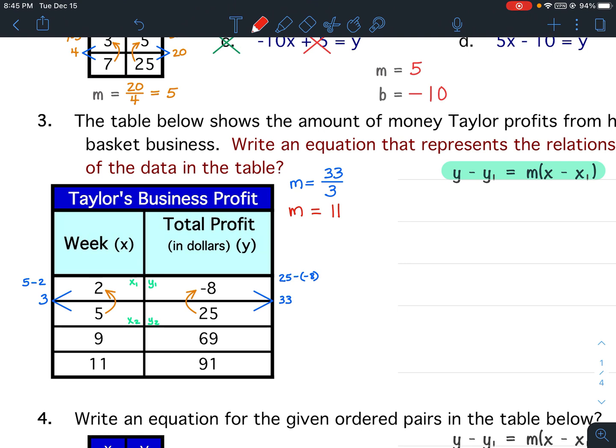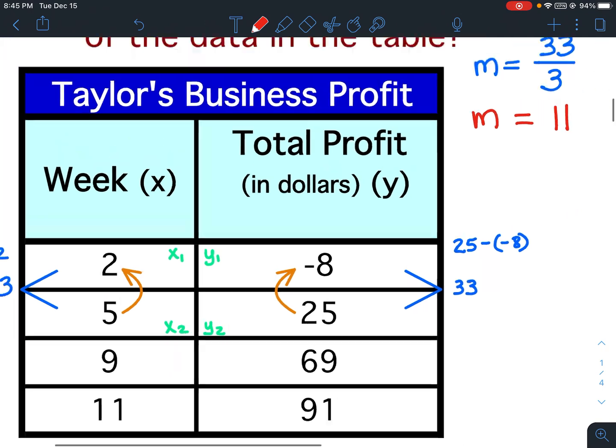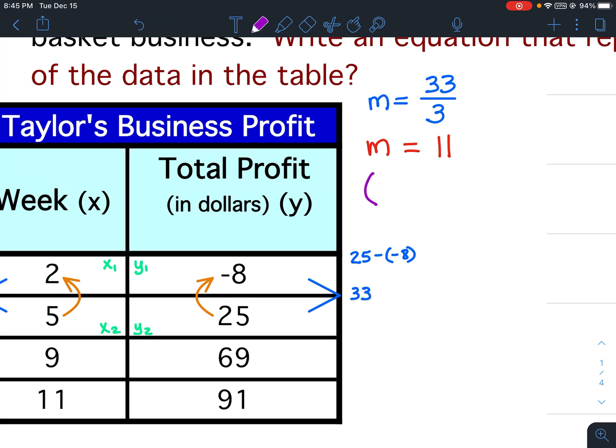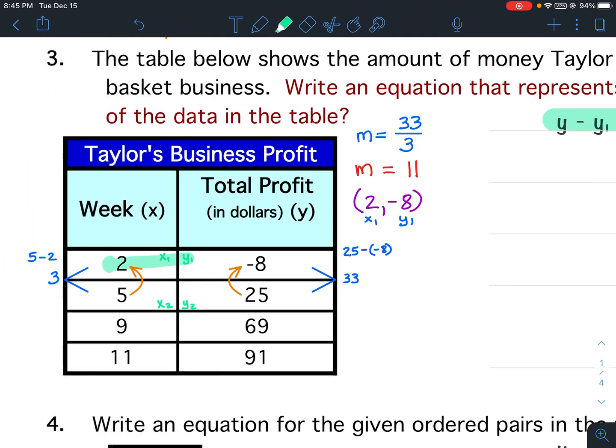Now we need a point from the graph. It really could be any point. Like you could use the 2 and the negative 8. You could use any one of the 4. You could use the 11 and the 91. I'm just going to use the 2 and the negative 8 because they're the smaller numbers. Plus, if you look, I've already actually labeled them x1, y1. So I'm going to use the point 2, negative 8. So this is going to be our x1 and our y1. Just so you know, I got that from this ordered pair right there.